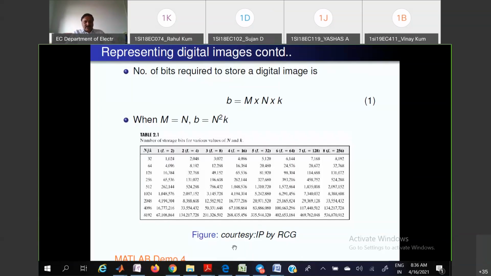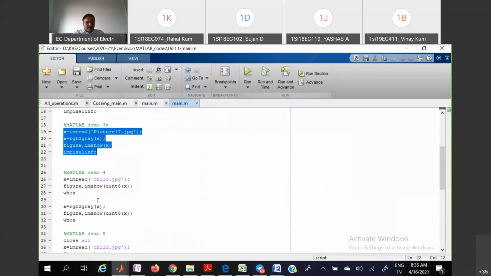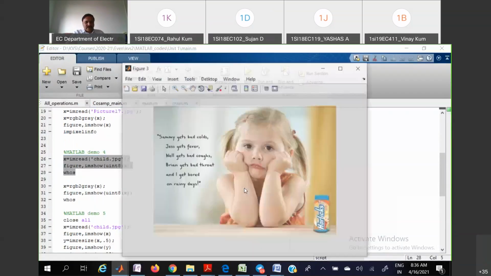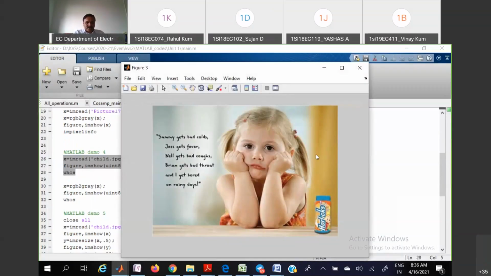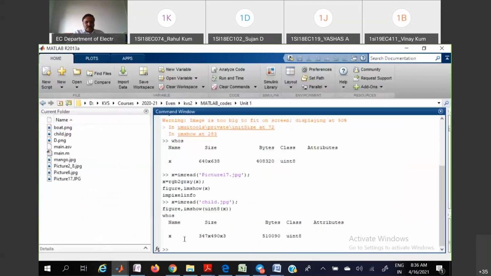Let me just demonstrate the size or the dimension. I'll run an image. This is a child image which I have read, and you can see that it's a color image. I have read this child image and I am just showing it. WHOS is a command to check the details of this X. If you just say WHOS and go to the command window, it would display. Observe the size. It is 347 cross 490 cross 3.